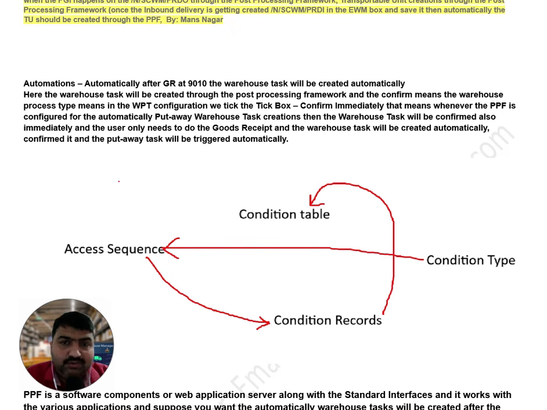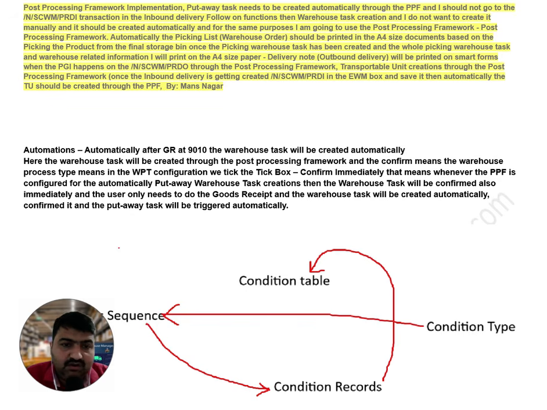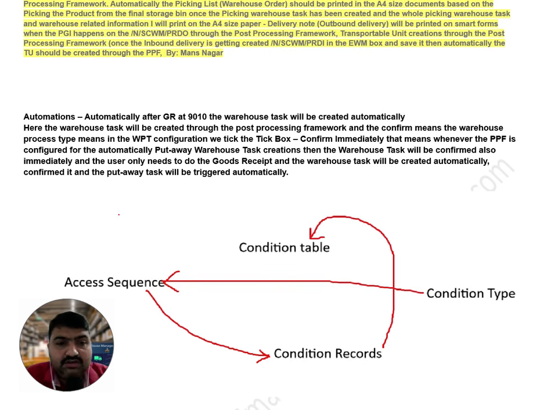So, automations. I mention automation in this book; this is my own written book. So automatically after goods receipt at 9010, and this post processing framework can be understood by any kind of person, like college pass-out students or freshers who came from a different background. They can understand. I made this process very easy to understand for anyone. Okay, automation.